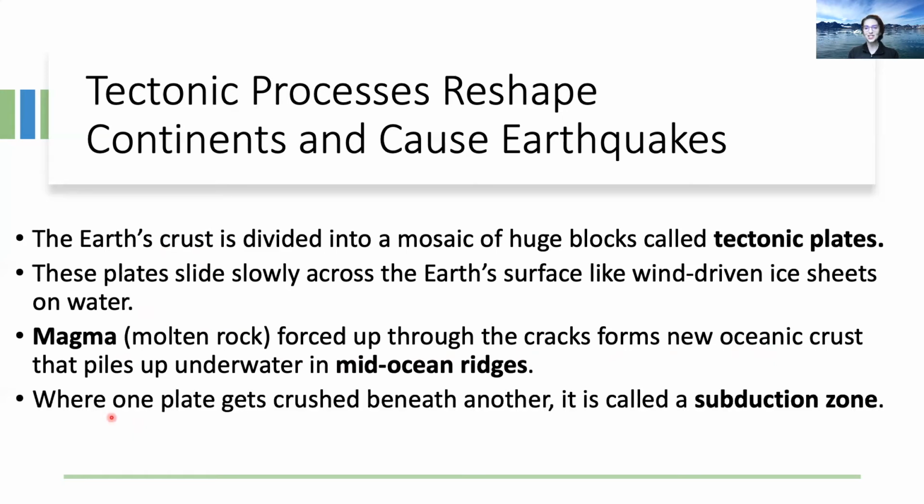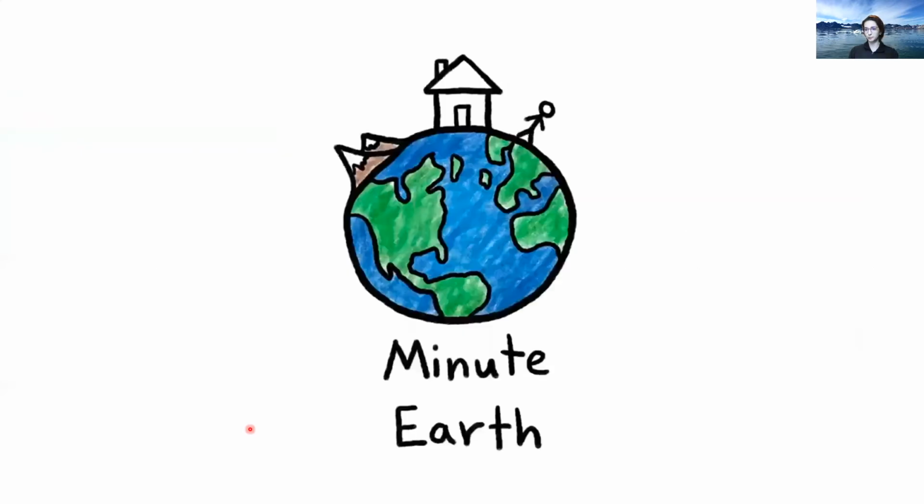Of course, as these plates move around, they begin to interact with one another. And so where one plate gets crushed underneath another plate, this is called a subduction zone, because one plate is being subducted under another plate. There's a video here that will do a really good job of illustrating how plate tectonics works.